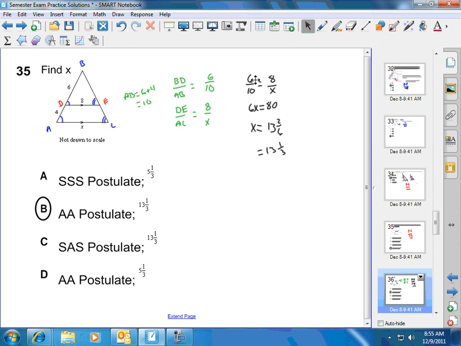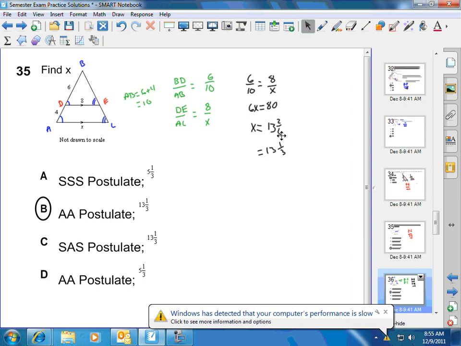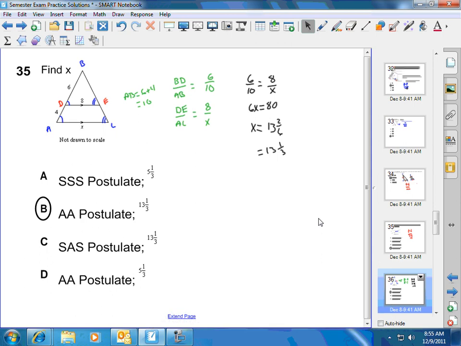So 6 over 10 is equal to 8 over x. We cross multiply. 6 times x is 6x. 8 times 10 is 80. 80 divided by 6, 6 goes into 80 13 times with a remainder of 2. We're dividing by 6, so that's my denominator. 2 over 6 reduces to 1/3. So we have 13 1/3 for x for these similar triangles. We found x.